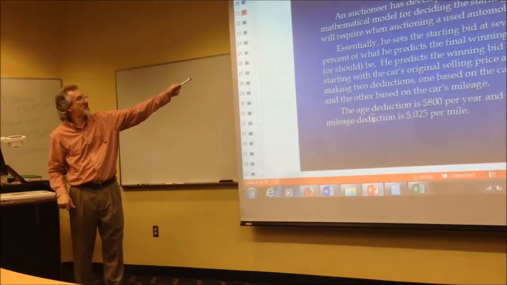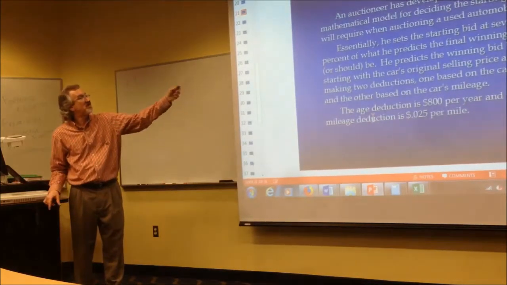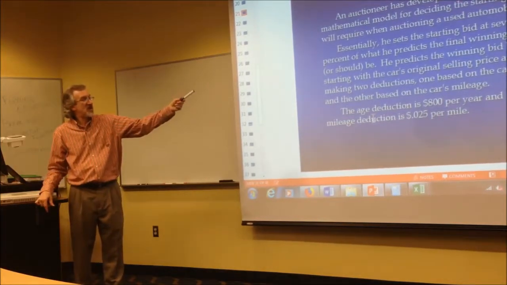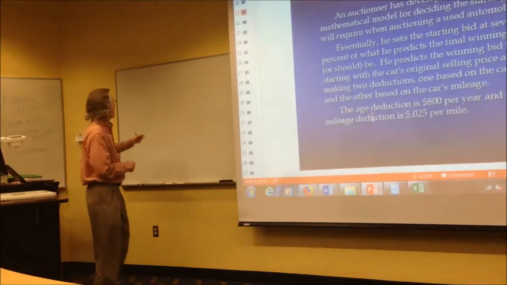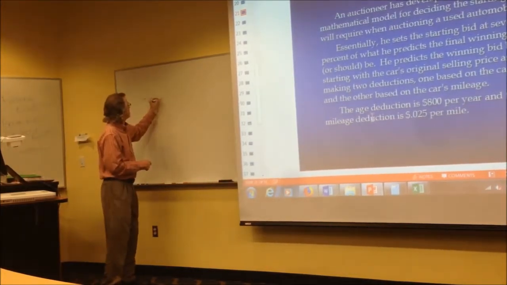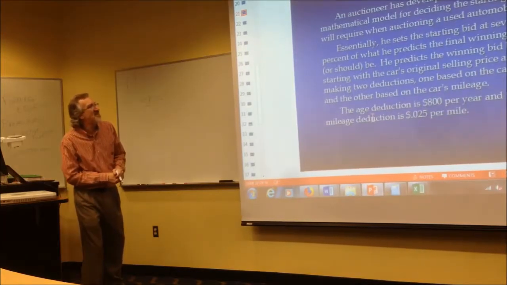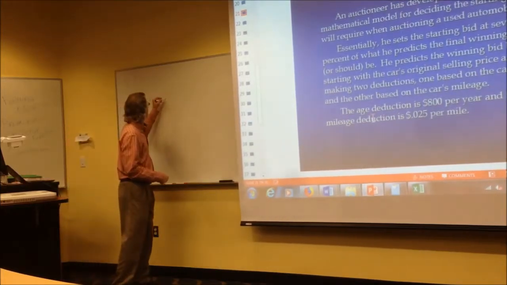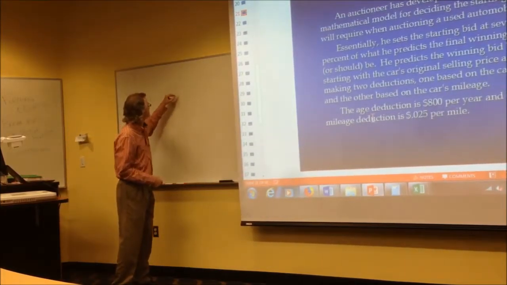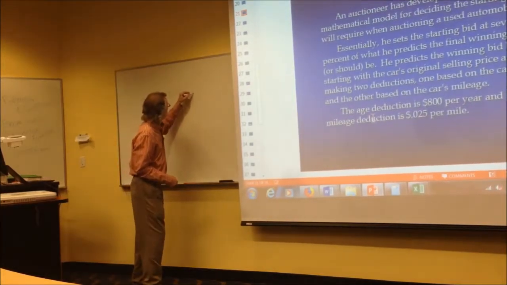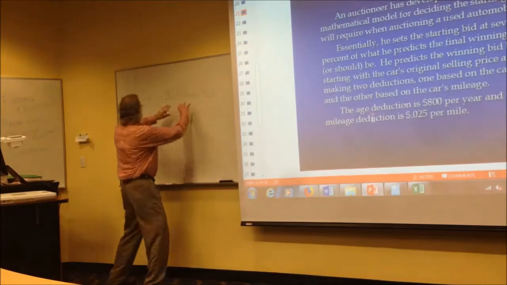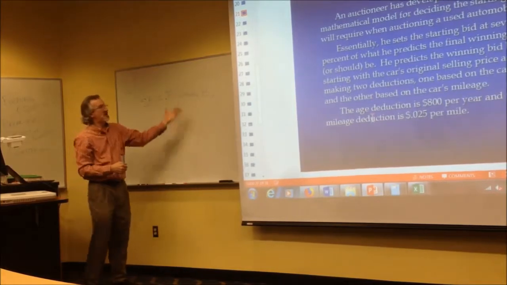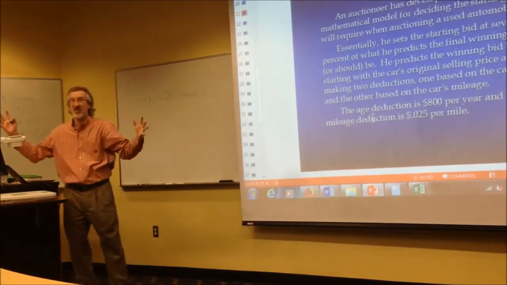It says the auctioneer developed a simple math formula to decide the starting bid that will be required when auctioning a used automobile. Essentially, he lists the starting bid. Here we go. We want to know the starting bid is going to be equal to 70% of what the prediction is of the final winning bid. So 70%, I'm going to call it 0.70 times the winning bid. Now, we need to replace this winning bid word when we get more information. But right there, I just took one of the sentences and at least wrote out the beginning of an equation.